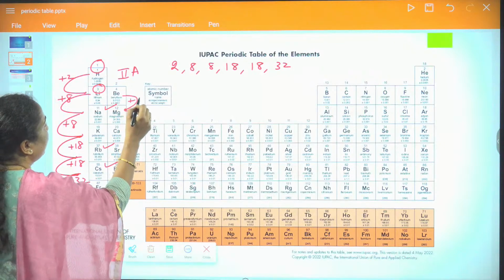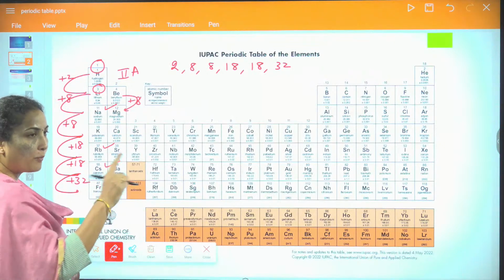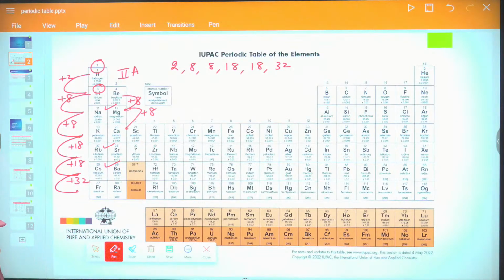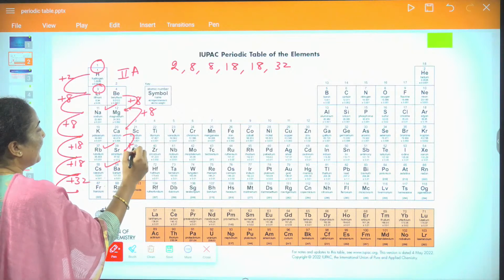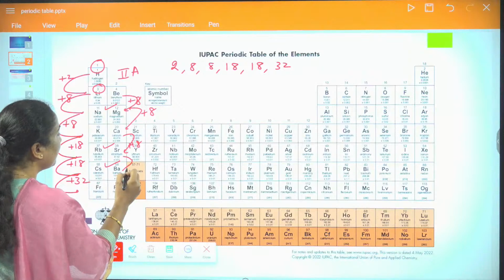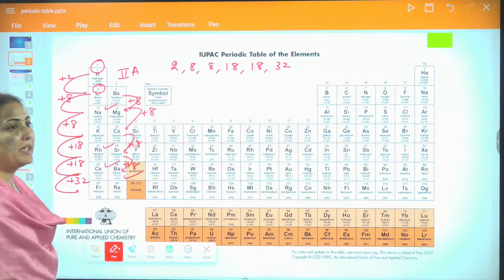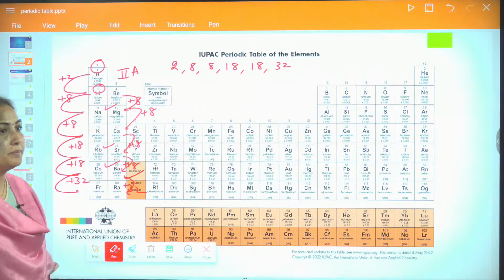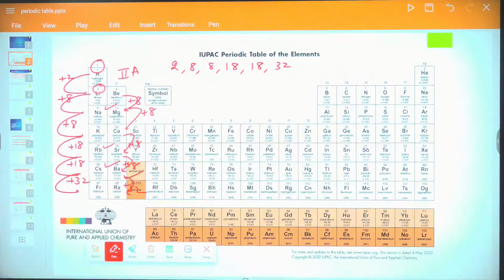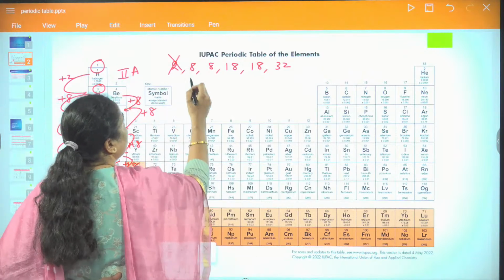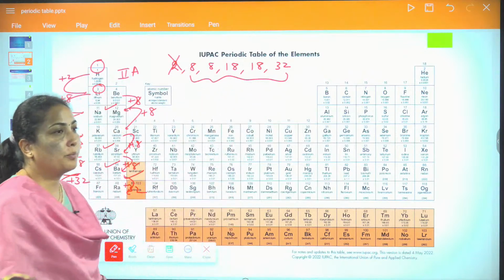So, plus 8, 4 plus 8 is 12. Again, 2 times 8, right? So, you got this. Then, you have to add 18. So, 20 plus 18, you will be getting this particular 38. Again, plus 18, you got this barium, which is 56. And again, 32, you got this radium. Got it? So, that is the story for the second group.